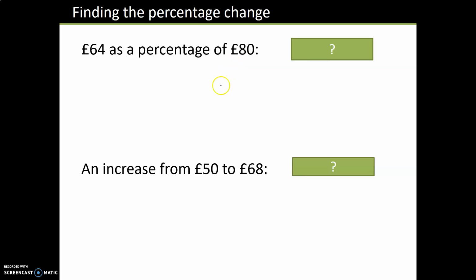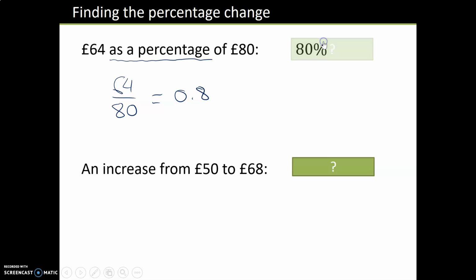If someone asks me for 64 as a percentage of 80, all I need to do is do 64 over 80. The only reason I say this is when I ask is as a percentage of 80, that's the order I do it in. If it was 80 as a percentage of 64, I'd do the other way around. Remember, that's going to be 0.8. So as a percentage, that is 80%.